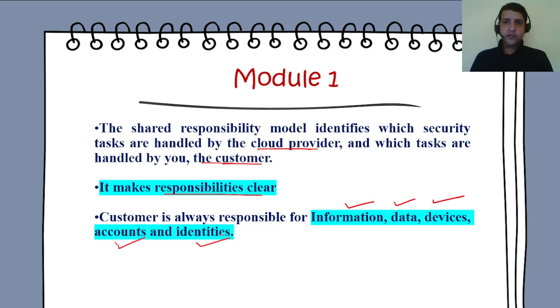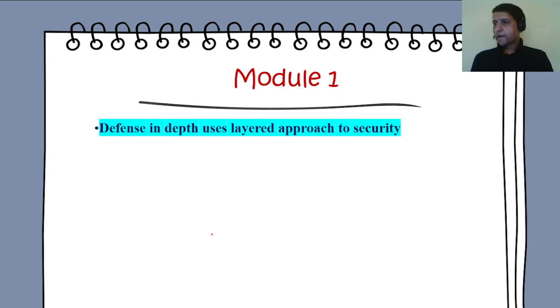They ask a question on this. I was able to see a question based on what the responsibility of a customer is. No matter whether it is SaaS, PaaS or IaaS, the customer is always responsible for information and data, devices, accounts and identities. Please remember that. Another model is layered security. It's defense in depth, which uses a layered approach to security. There's a question where they describe something and the keyword is layered security. I was able to see a question talking about layered security, and that's going to be your defense in depth.